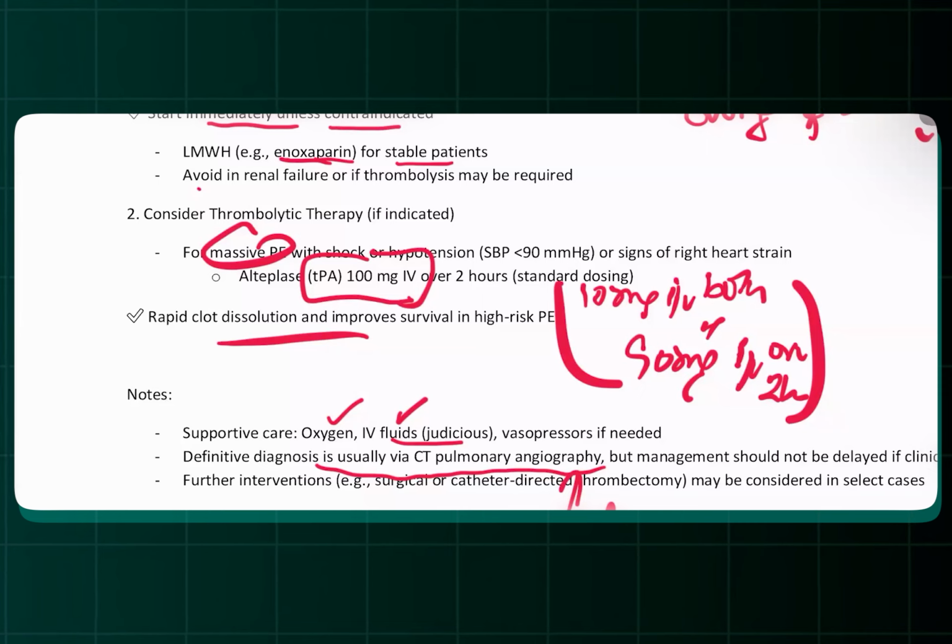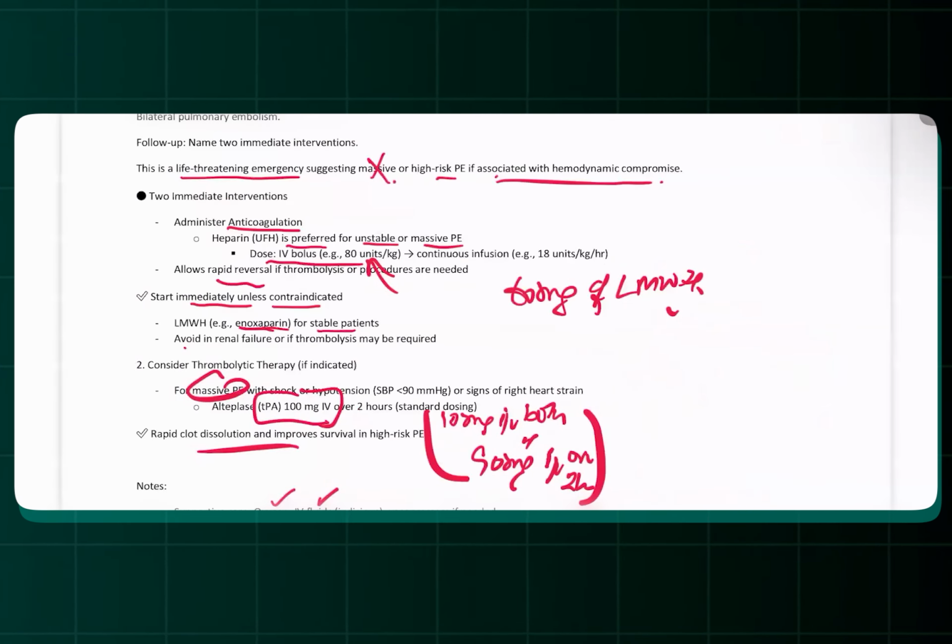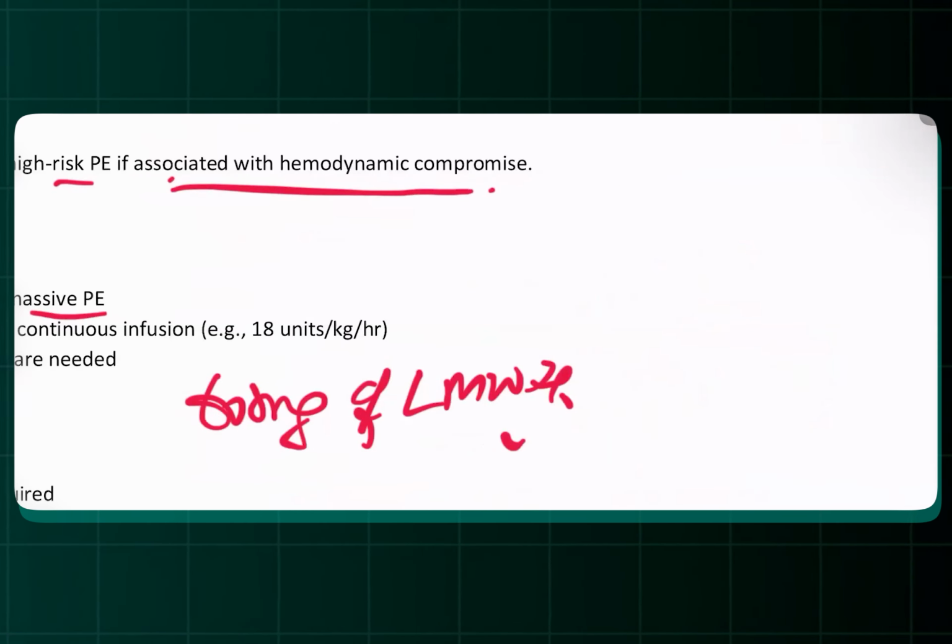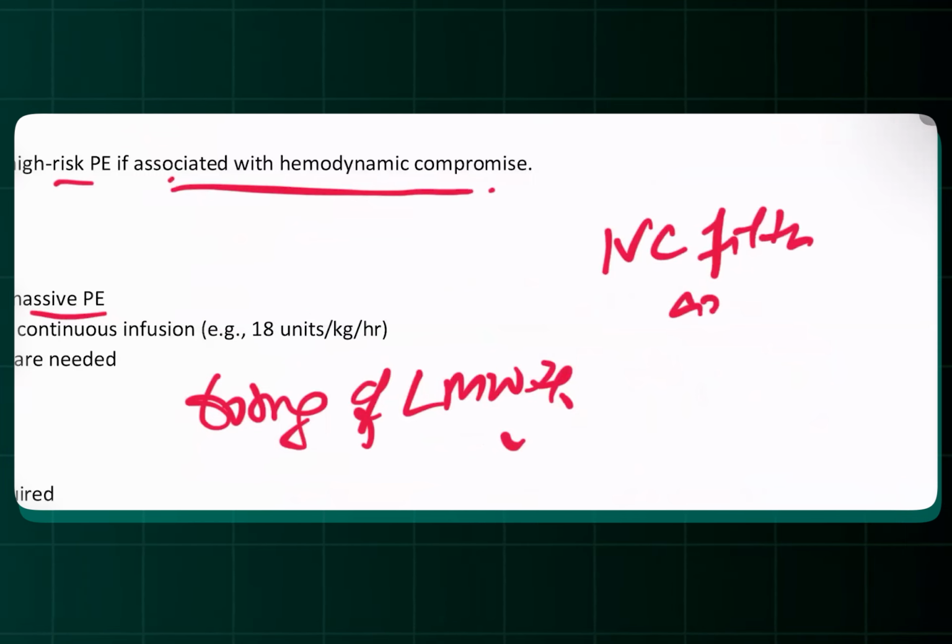And then while doing CPR, you can actually thrombolyse the patient with 50% of the dose. And then once the circulation sets in, get a CT pulmonary angiogram done. And if the thrombus load is still there, give another 50% of the dose of TPA. Further interventions, surgical or catheter-directed thrombectomy, may be considered in selective cases. What is the role of IVC filter in these patients? Anyone?